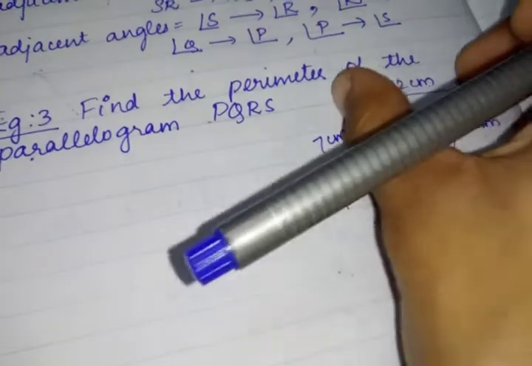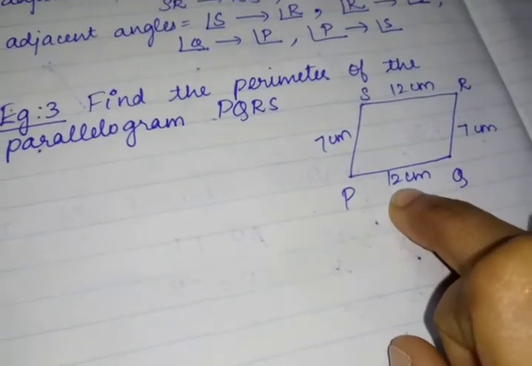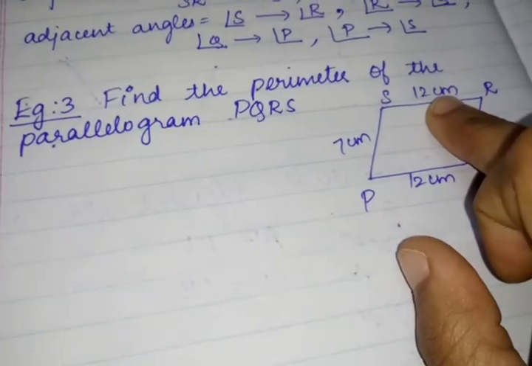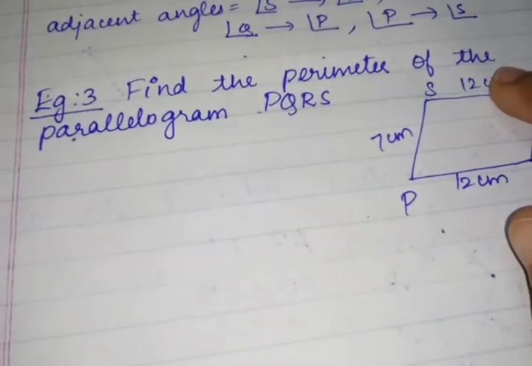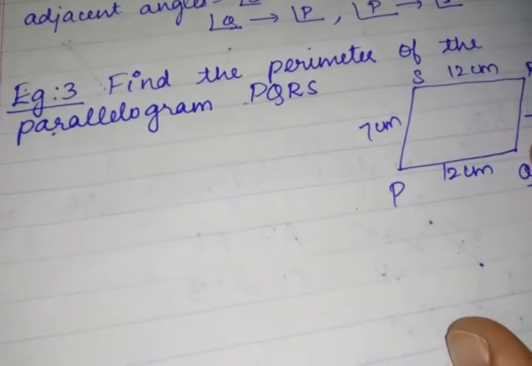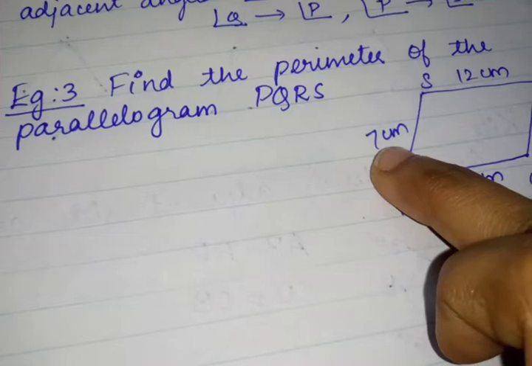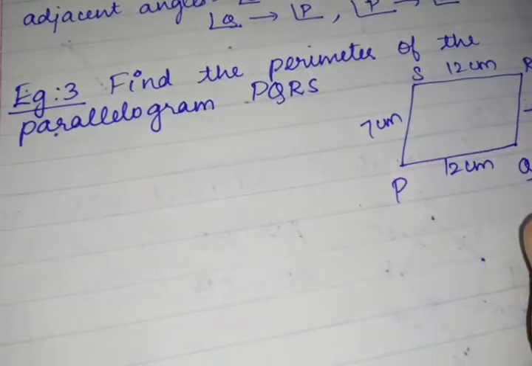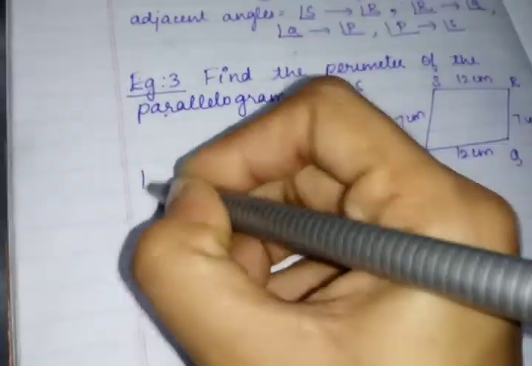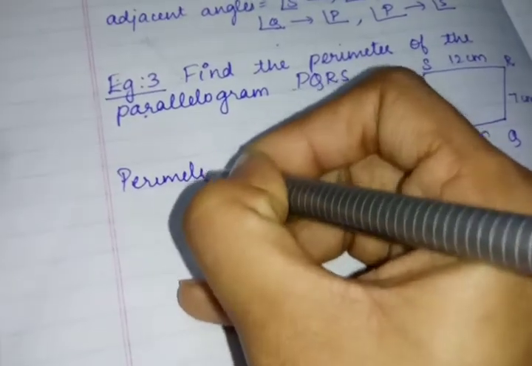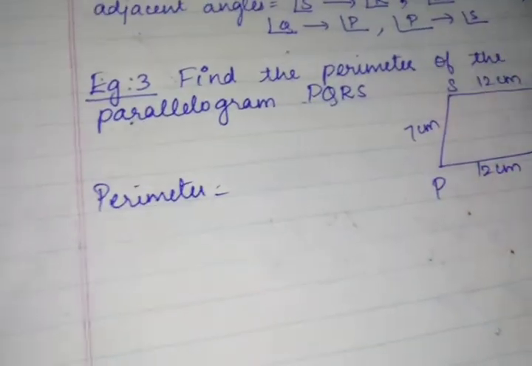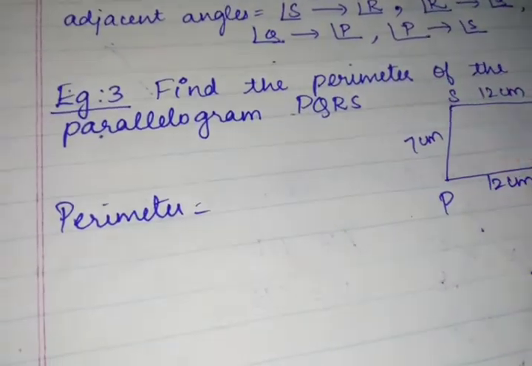These two are opposite sides. So, if it is 12 centimeter, this is also 12 centimeter because both the opposite sides are equal. And here 7 centimeter means here 7 centimeter because opposite sides are equal. So, if you want to find the perimeter, what you will do? You will add all the four sides because you are going to find the length of the boundary.